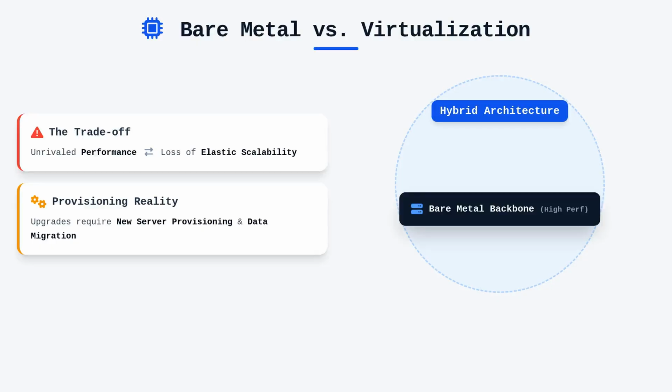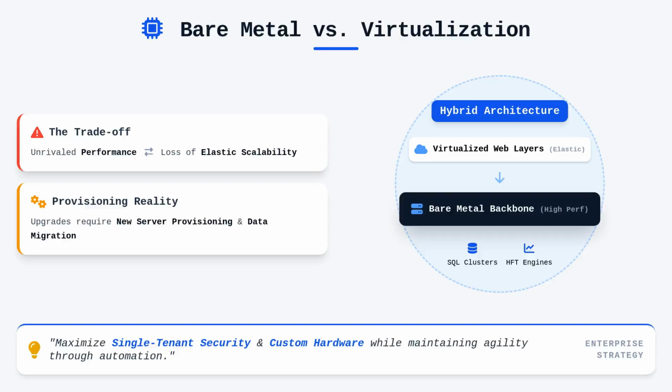One common pattern involves using bare metal for the data-intensive parts of the enterprise, such as a back-end SQL cluster or a high-frequency trading engine, while utilizing virtualized instances for the horizontally scalable web or application layers. This hybrid approach allows you to maximize the benefits of single-tenant security postures and custom hardware specifications while still maintaining a degree of agility. By understanding the underlying physics of your infrastructure, you can confidently place workloads where they will perform most efficiently, ensuring that your enterprise architecture is both robust and performant.